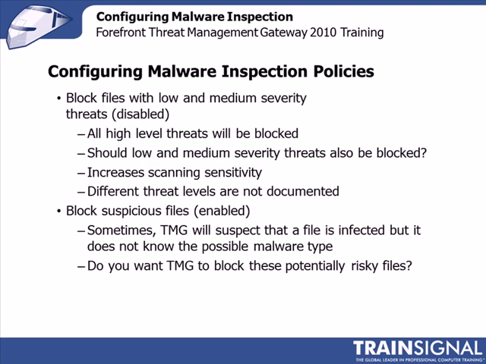Next, do you want to block files which have low and medium severity threats associated with them? This option is disabled by default, and this basically means that only high-level threats will be blocked. Do you want to block these lesser critical threats? This will increase the scanning sensitivity, but can also add additional false positive issues for your users to work around.